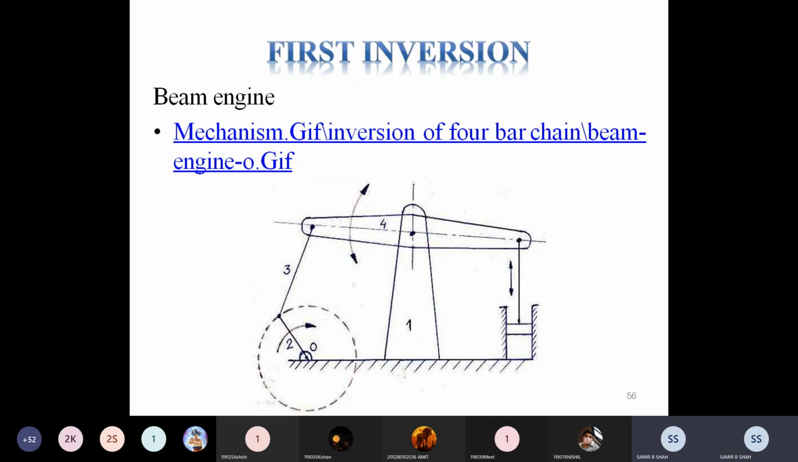You can see in the figure, this is considered the first link, this is the second link, this is the third link, and this is the fourth link. Here we get some output. So the crank rotates.